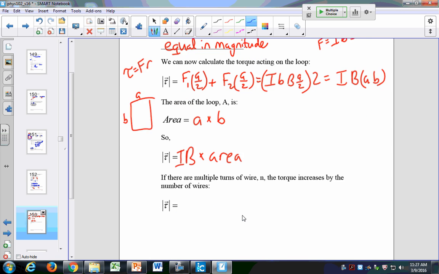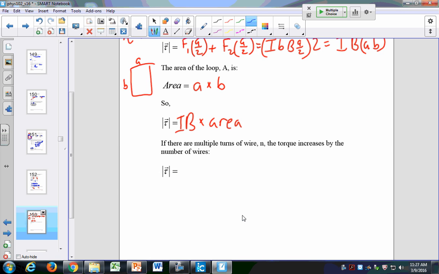All right, so if there are multiple turns of wire, that is, if you don't just have one turn of wire, but you have two turns of wire, or three turns of wire, or 1,000 turns of wire, then it just multiplies that torque. So the torque then is N, the number of turns of wire, times I times B times the area, as it was written on your equation sheet, NIBA.